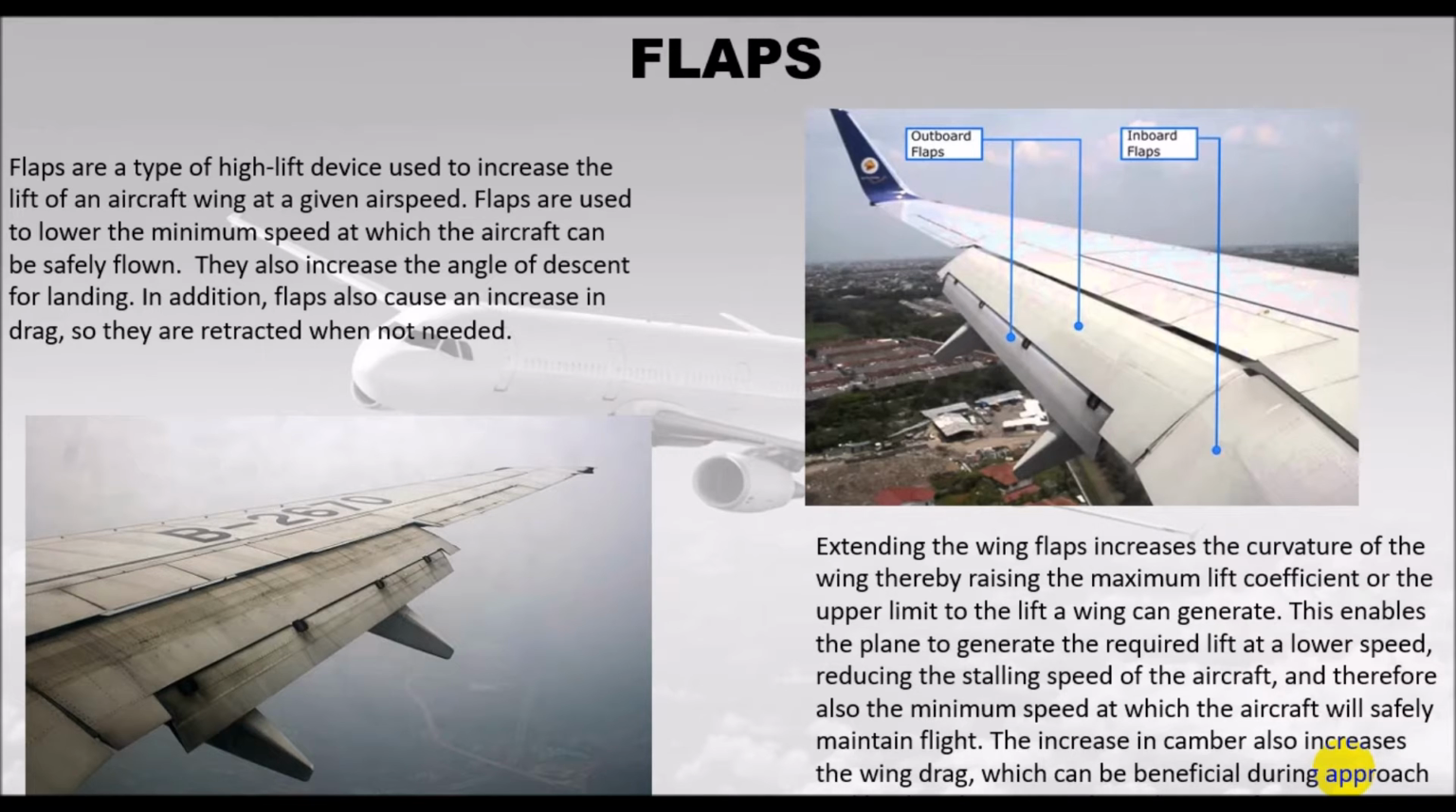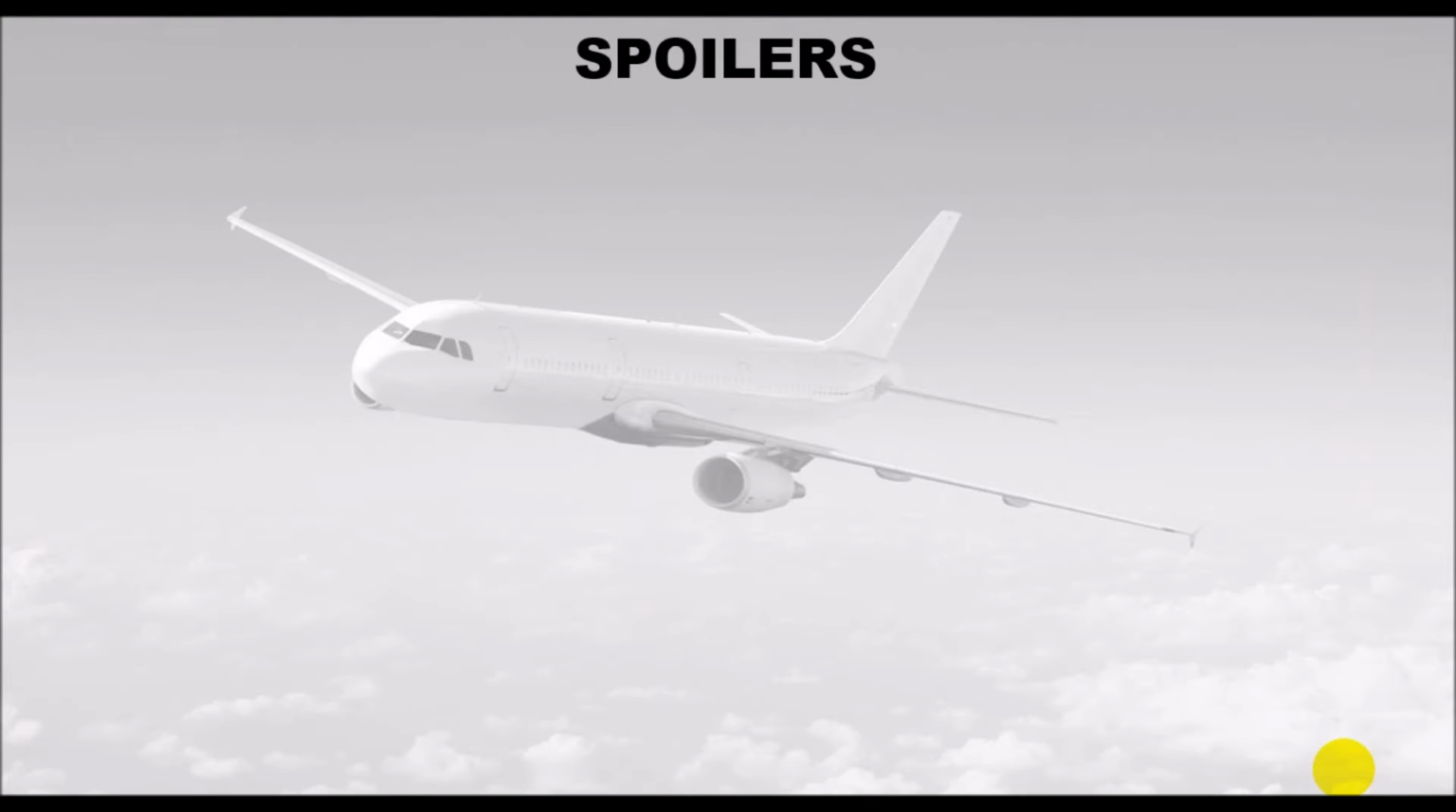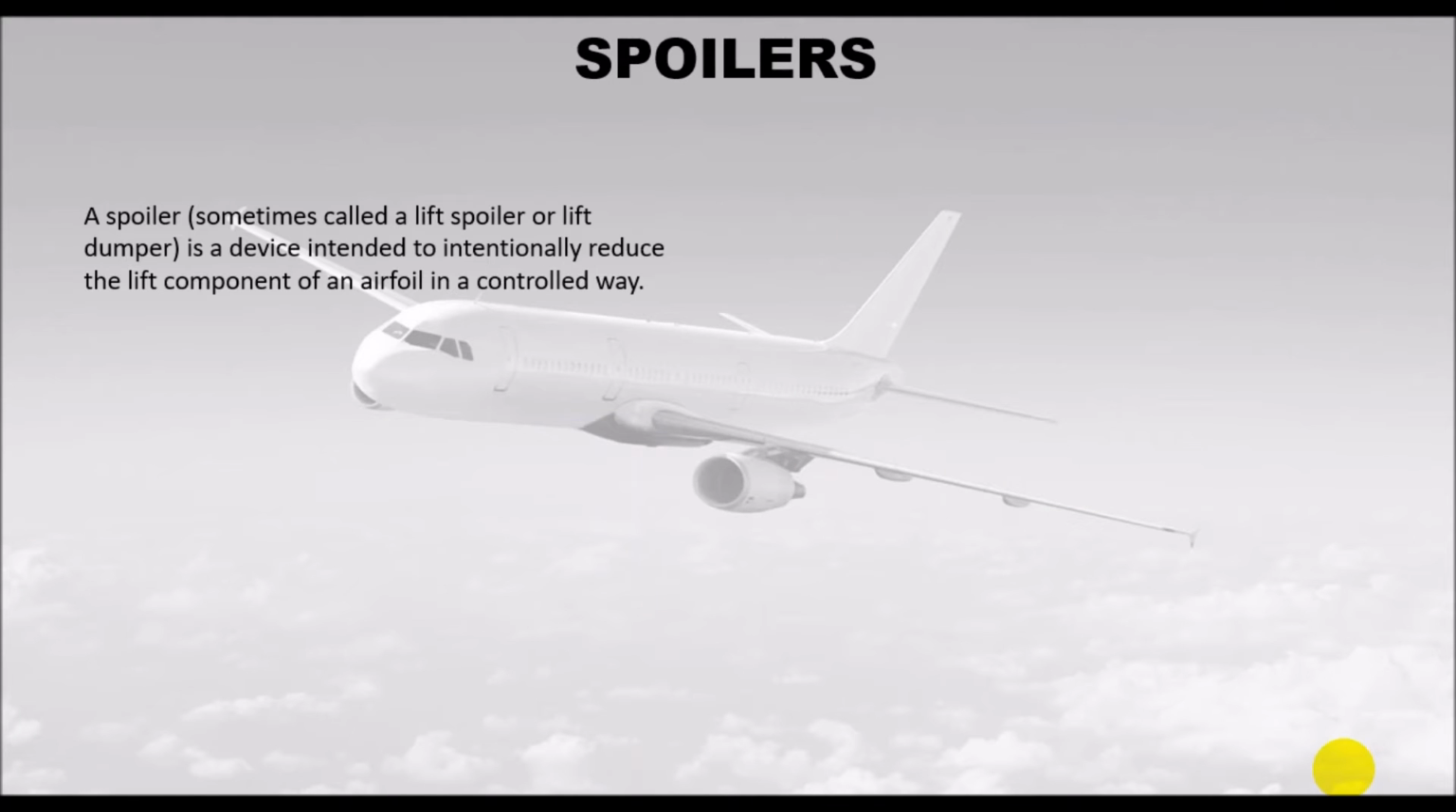Now let's look at what a spoiler does. A spoiler, which is also at times called a lift spoiler or a lift dumper, is a device that's installed in a plane to intentionally reduce the lift. If you go back a little bit, we talked about flaps. Flaps were increasing the lift. The spoilers decrease the lift. But it all has to be done in a very controlled manner.